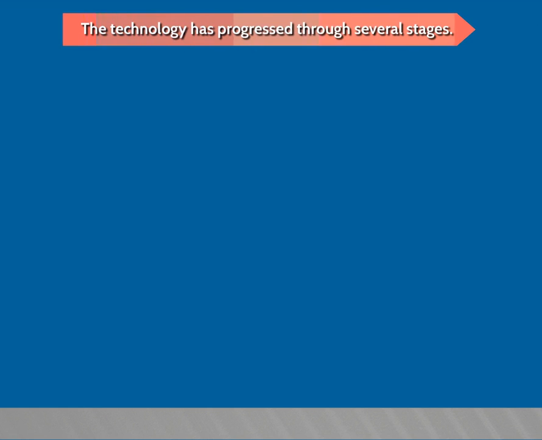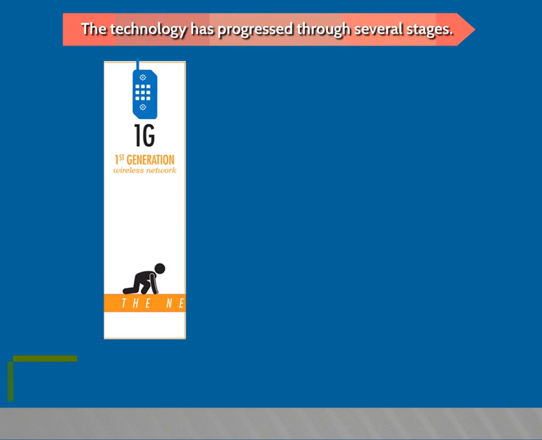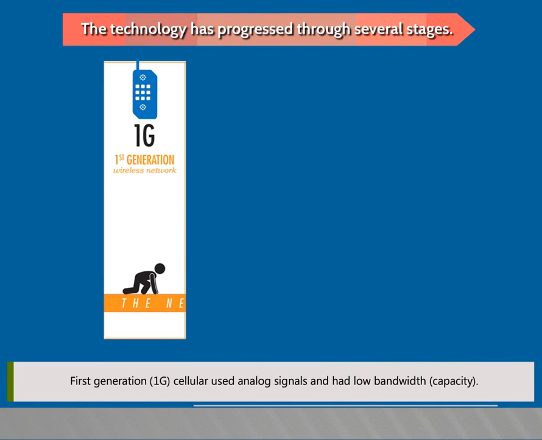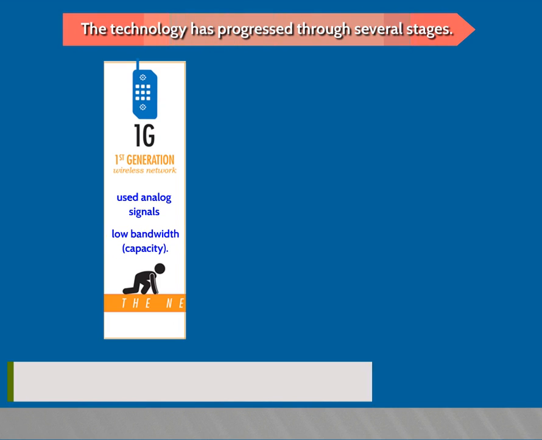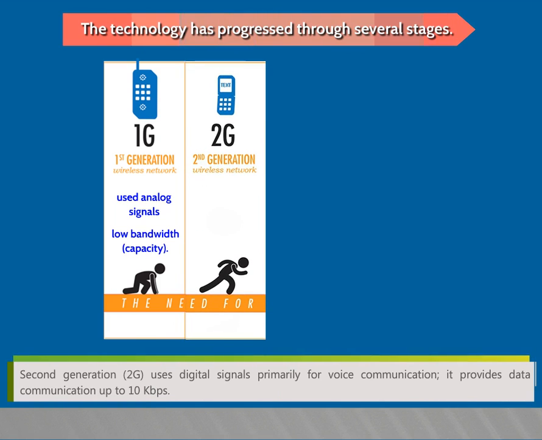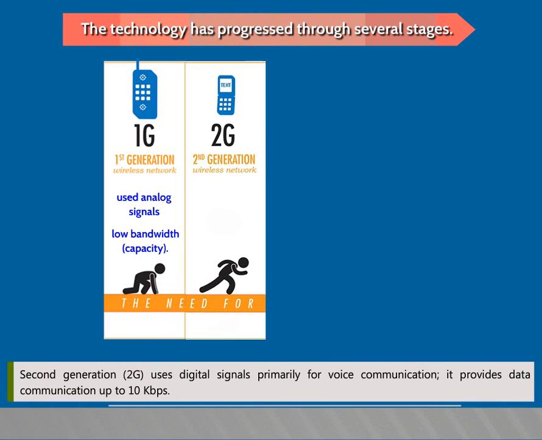The technology has progressed through several stages. First generation, that is 1G, cellular used analog signals and had low bandwidth, that is capacity. Second generation 2G uses digital signals primarily for voice communication. It provides data communication up to 10 kilobits per second.